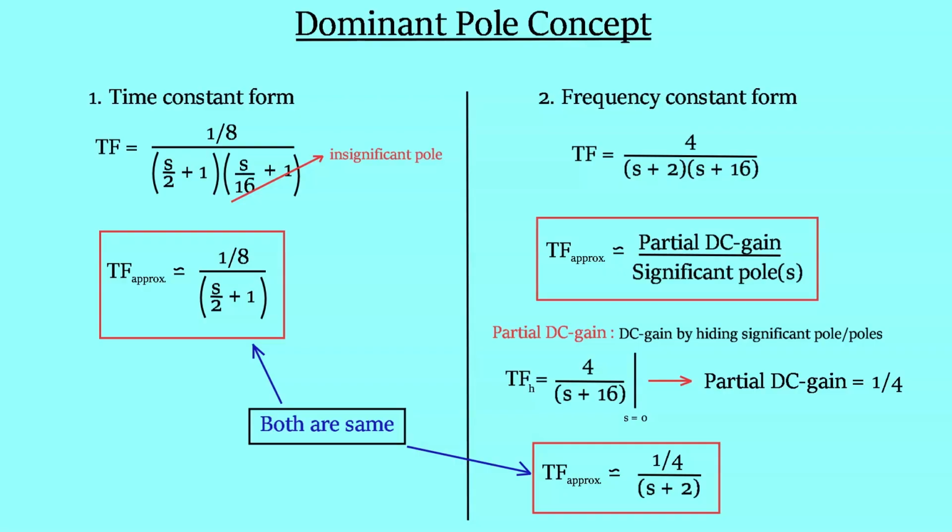That's why it is the only concept in the whole subject where it is actually beneficial to use time constant form for finding the approximated transfer function. Other than this concept, we majorly use frequency constant form. But still, you should be aware of both the procedures.